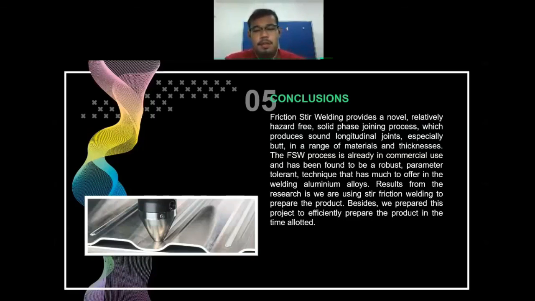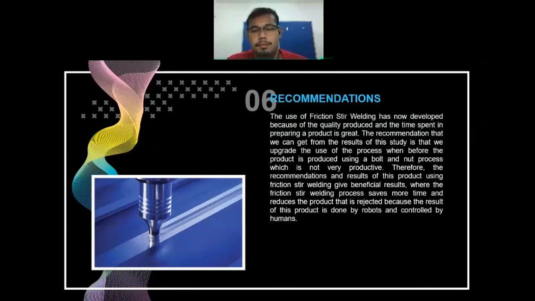The result from the research is we are using friction stir welding to prepare the product. Besides, we prepare the product efficiently in the time allotted. For recommendation, the use of friction stir welding has now developed because of the quality produced and the time spent in preparing a product is great.